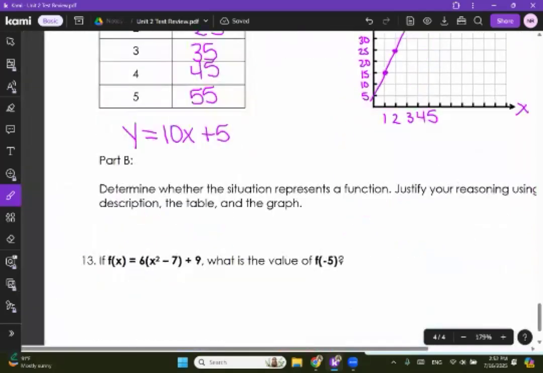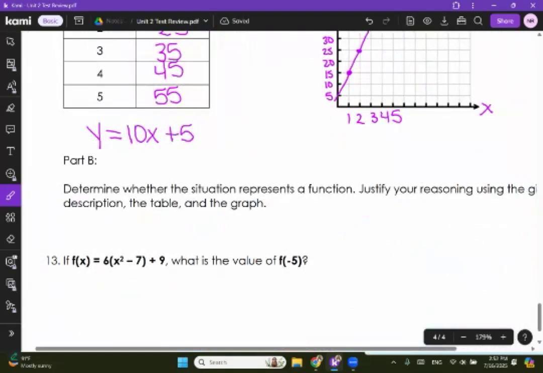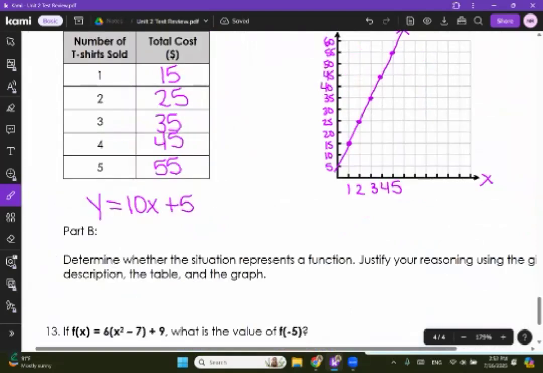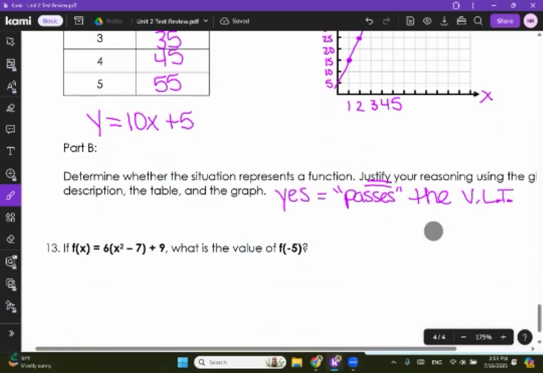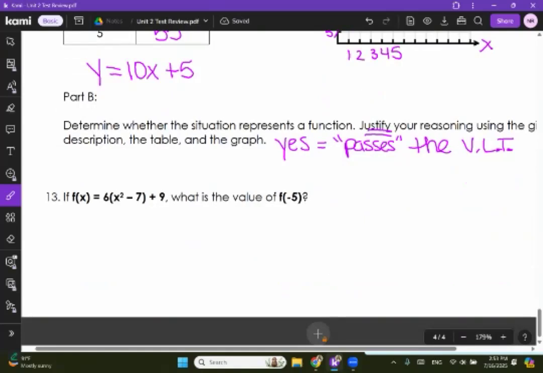And it says determine whether the situation represents a function. Look at the graph. Is that a function? Yes or no? Yes. And because you are going to be required to justify that answer, the justification is because it passes the vertical line test. And yes, you can abbreviate it, vertical line test.